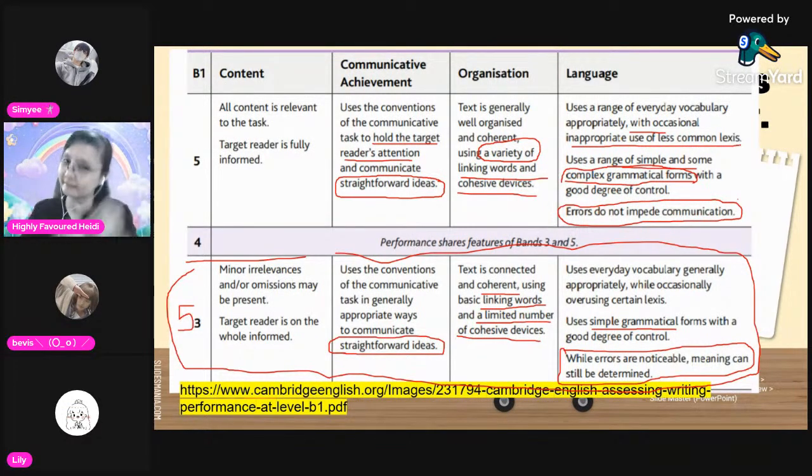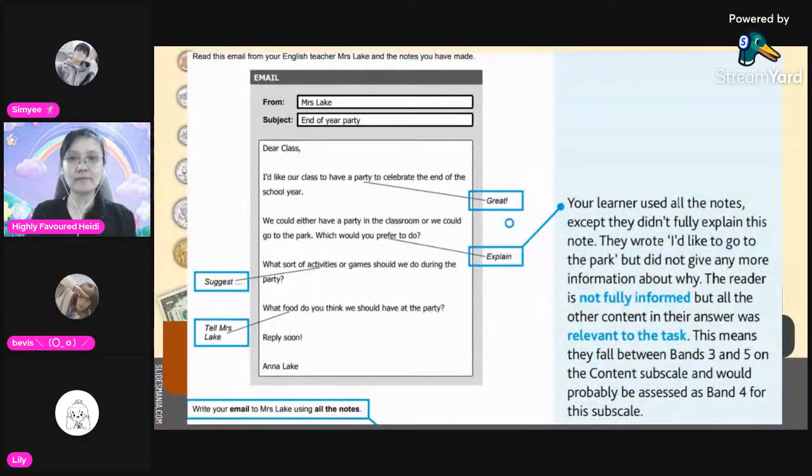So it's considered an inappropriate use of less common lexis because you did not use it appropriately, but you tried. That can still score a 5, because you are trying to use it. But the thing is, errors do not impede communication. That means I still know that you're trying to describe this man as angry. So I hope it's clear how to score a B1, and how it's different from the email, which is the one that I highlighted to you. Okay, let's move on.